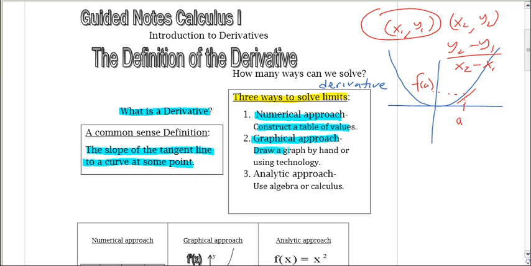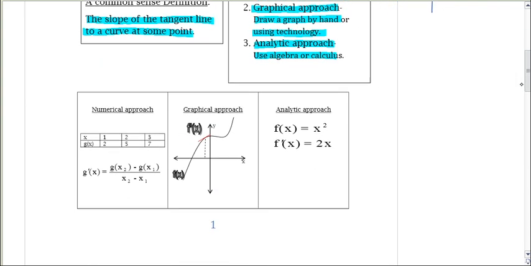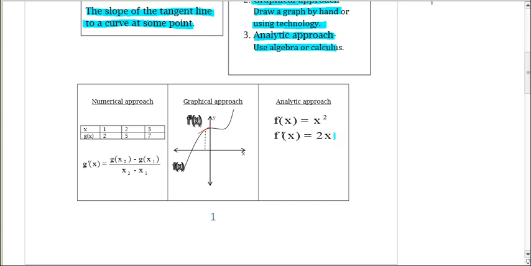Then there's the graphical method, just like before. That's using a graph, either given to you or drawn. And then the final one everyone seems to like is the analytic approach of solving the derivative. And that's using algebra or calculus. Neat idea. Took a lot of years for people to be able to develop this idea.